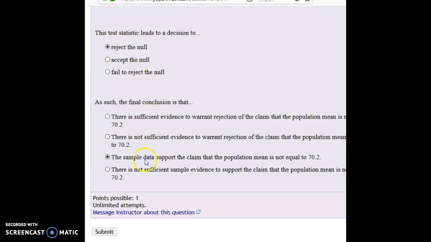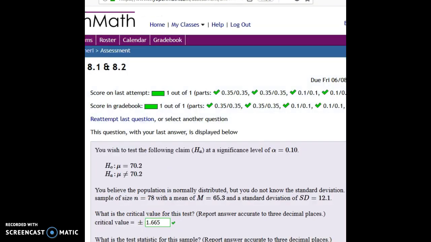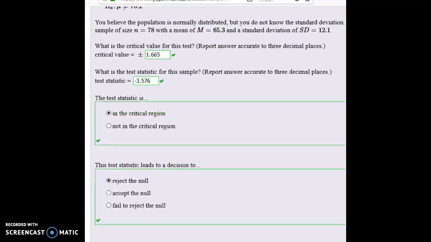So the hardest part once you've gotten through here is deciding which one of these, because the wording on these is a little bit difficult. All right, and then we just hit submit. And we got it all. Now let me mention one further thing as you're doing your 8.3. 8.3 is exactly the same.